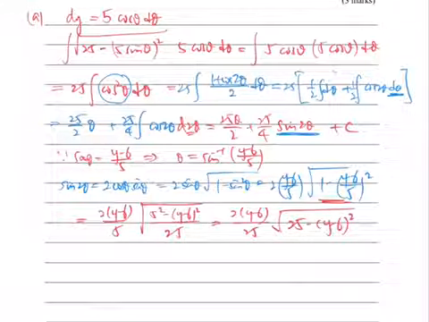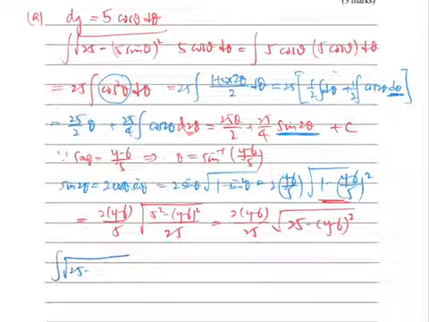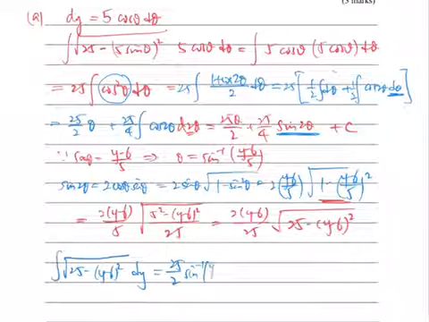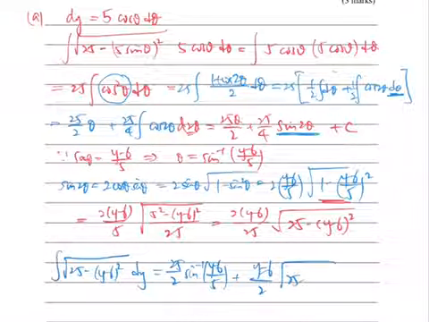So eventually the integration of root of 25 minus (y minus 6) all squared dy will be 25 over 2 sine inverse of (y minus 6) over 5 plus (y minus 6) over 2 root of 25 minus (y minus 6) all squared plus c.